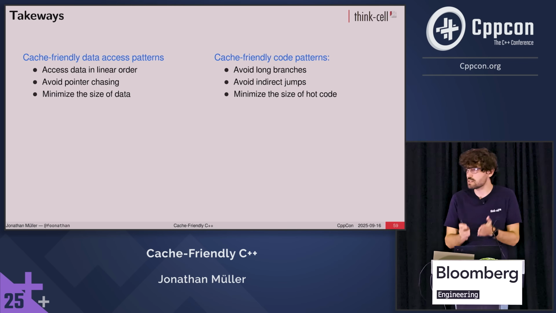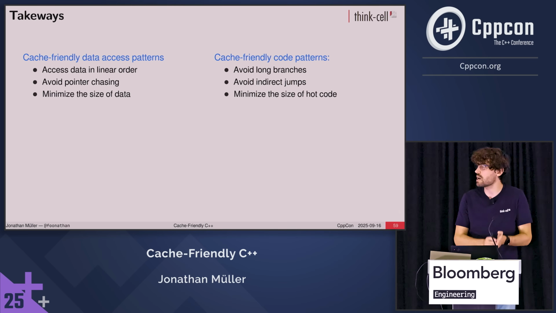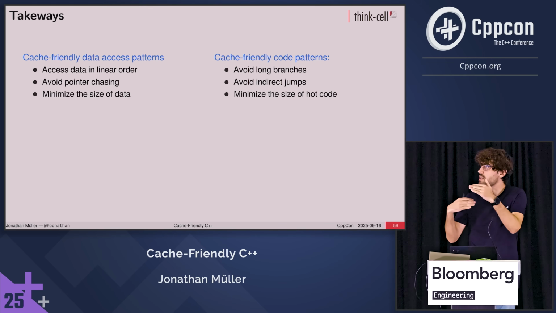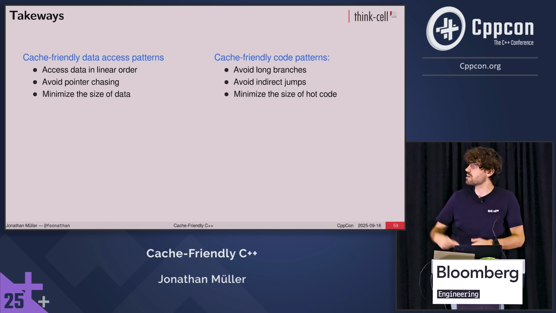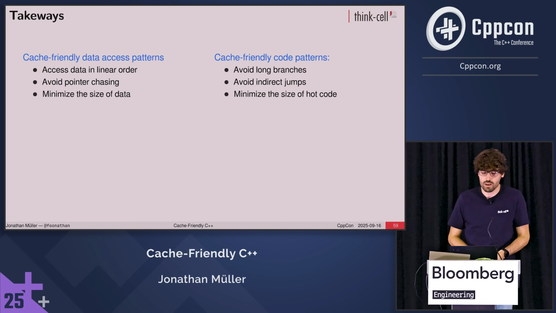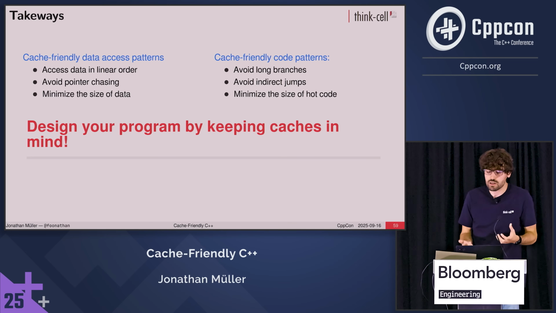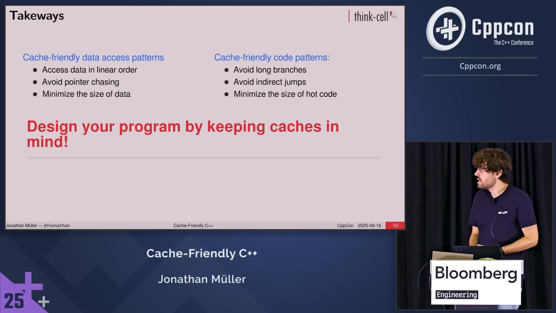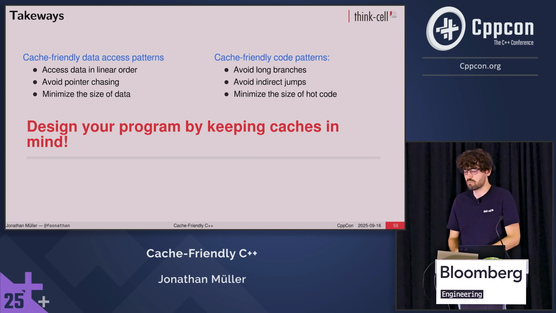Similarly, you want to minimize the size of the data, so you use your cache lines and your caches more efficiently. And likewise, when you're doing a loop, you want to do as little as possible in the body of the loop. That way, you fit as much as possible into the cache. So as a consequence, you don't only want to design your data with caches in mind, but your entire program, because the code itself also matters.